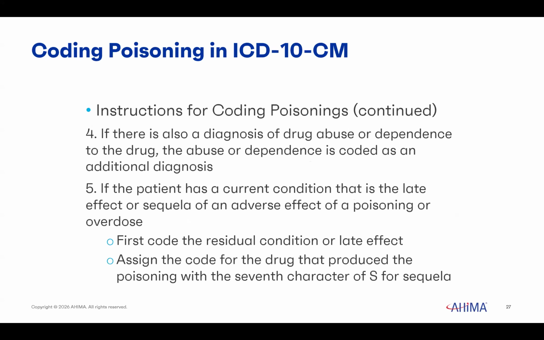If there's no diagnosis of drug abuse or dependence on the drug, the abuse or dependence is coded as an additional diagnosis. So if they're abusing whatever was written, the abuse or dependence can also be coded as an additional diagnosis. If a patient has a current condition that's a late effect, or in other words, a sequela of the adverse effect of a poisoning or overdose, code the residual condition or the late effect first, and then assign the code for the drug with a seventh character S for sequela.